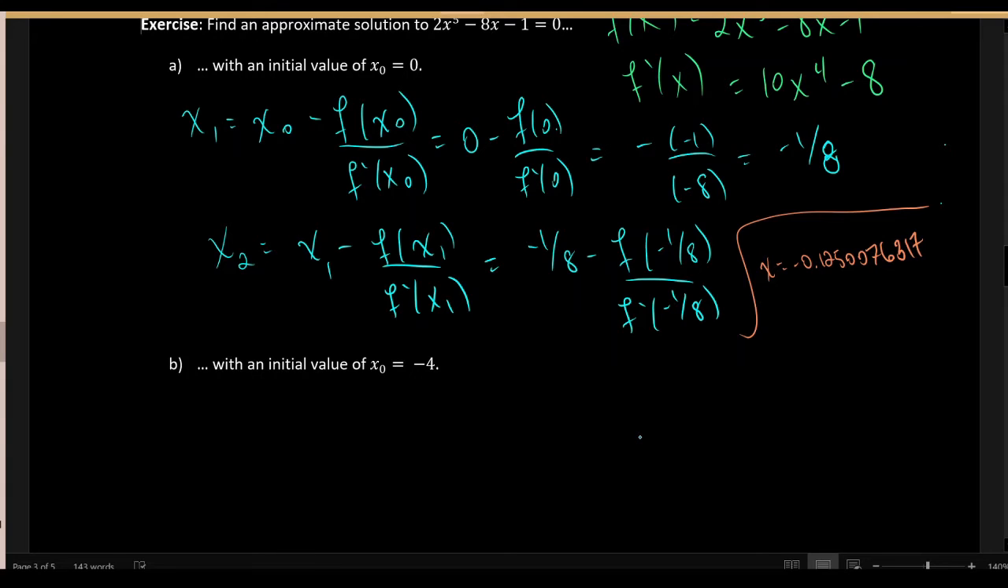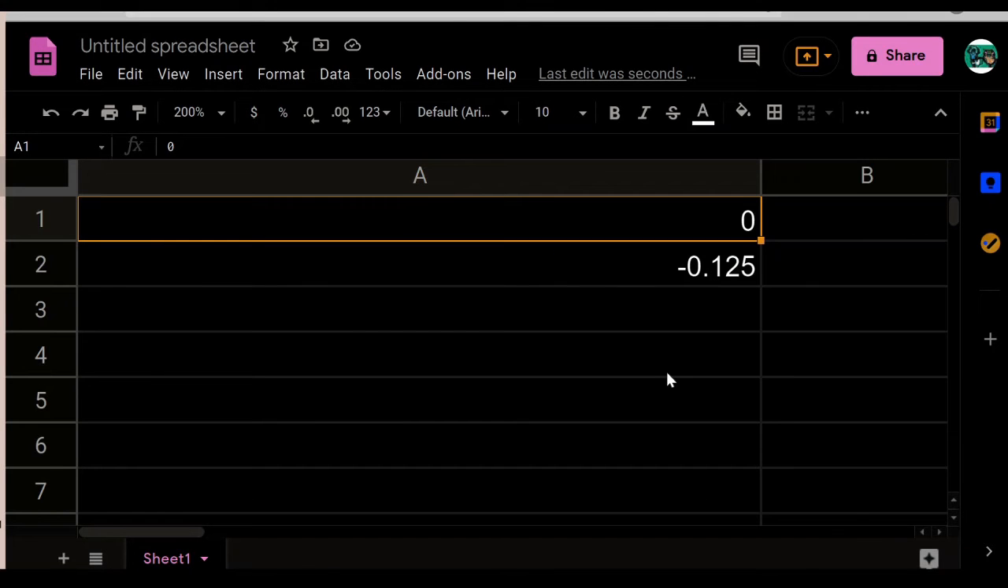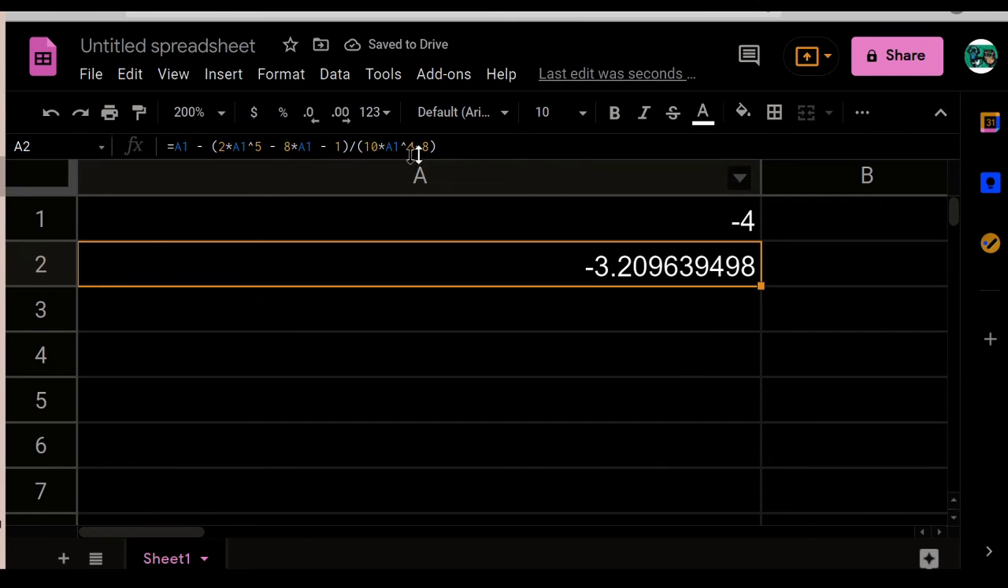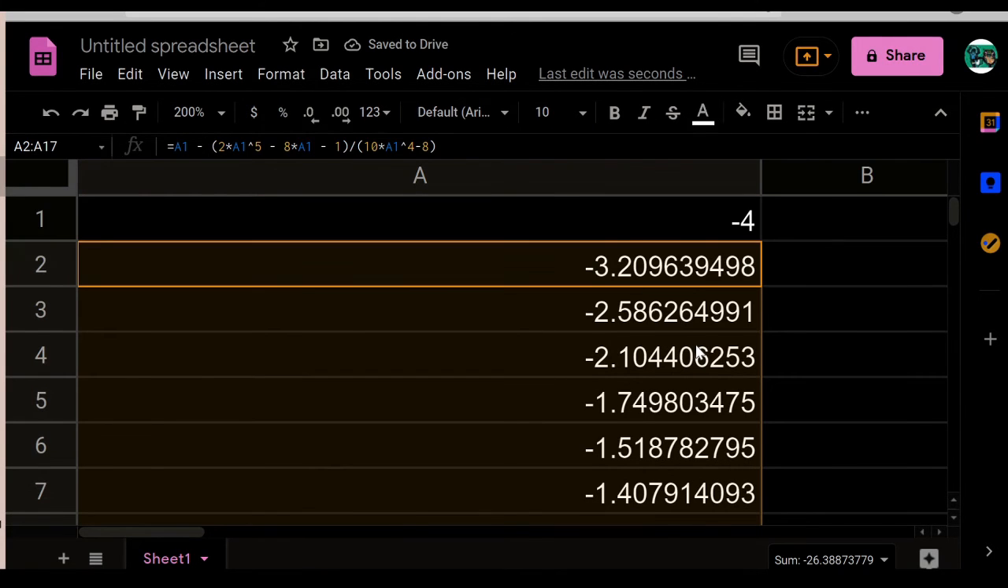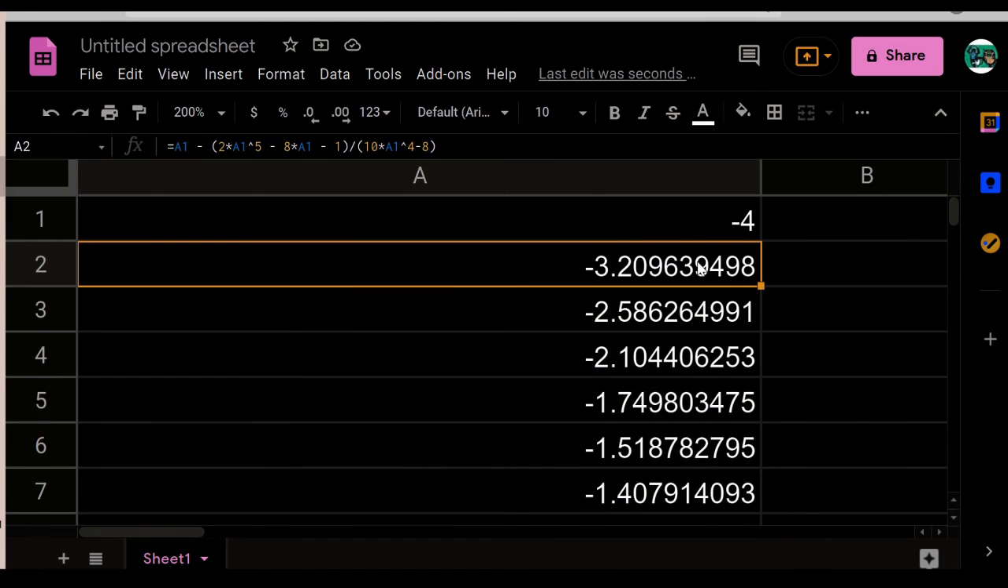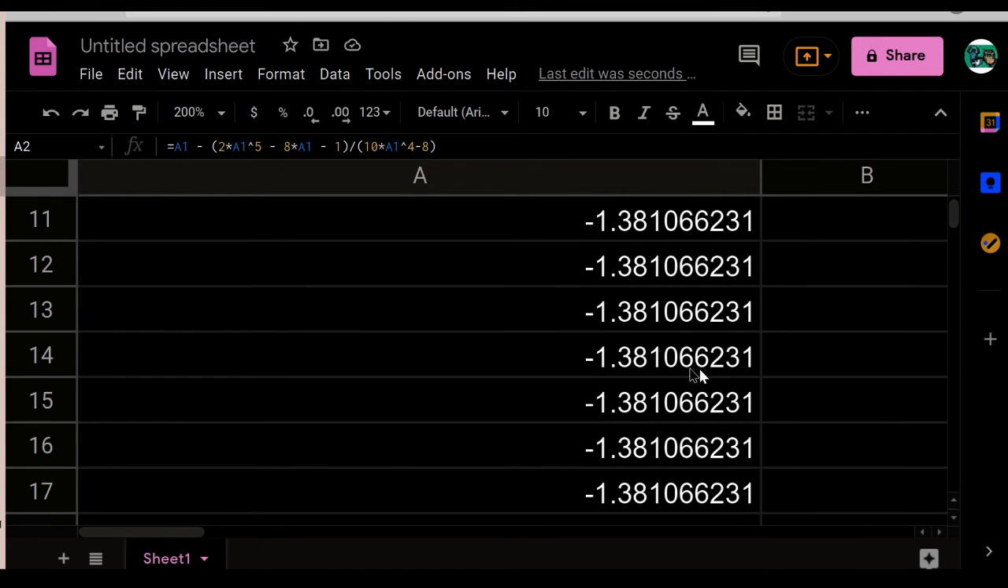Let's see what happens if we change the initial guess to something that's quite far away from x0 equals 0. I'm going to go into the first box and replace my initial guess with negative 4. The formula that we entered for the second box is still valid because the actual function f of x and its derivative haven't changed. Let me autofill again, maybe down to 17, and notice that this time the values have stabilized at a different location, at a value of x equal to negative 1.381 and some change.